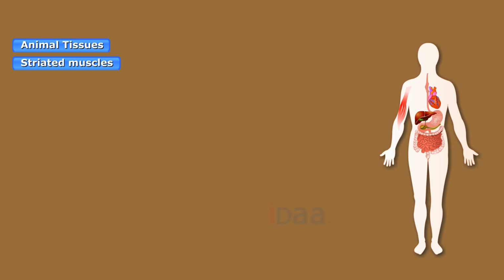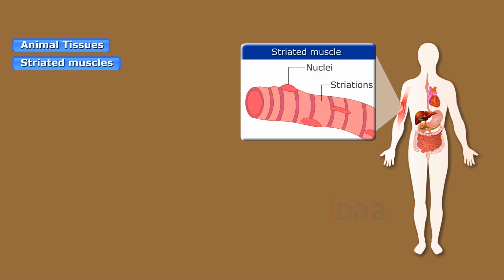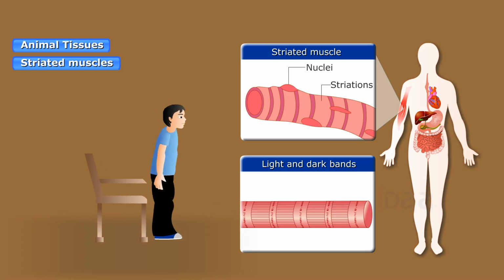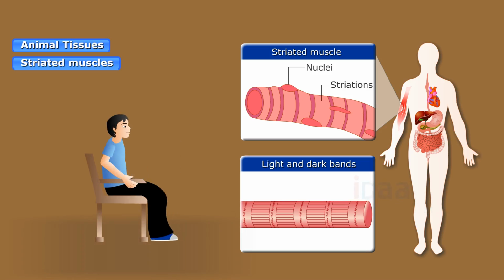Striated muscles, voluntary muscles, skeletal muscles. The cells of the tissues are long, unbranched, and multinucleate. They are called striated muscles as they show alternate light and dark bands. They are called voluntary muscles as the muscles present in our limbs move and stop whenever we want. They are called skeletal muscles as they are mostly attached to bones and help in body movement.